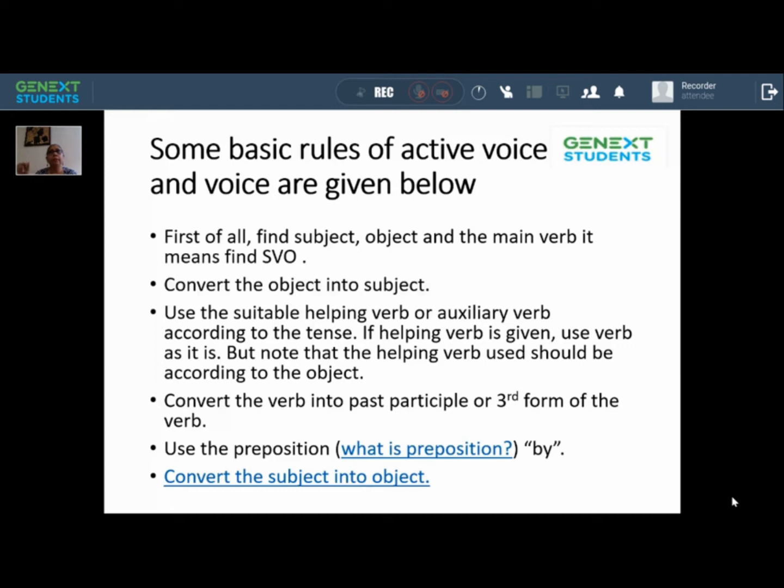Use the preposition. Now you make use of by. If possible, try to make use of it. Many a times you find it can be eliminated also. Still, it can be converted from active to passive. It's not necessary that every passive voice sentence will have a by or a preposition by. Okay, so convert the subject into object.